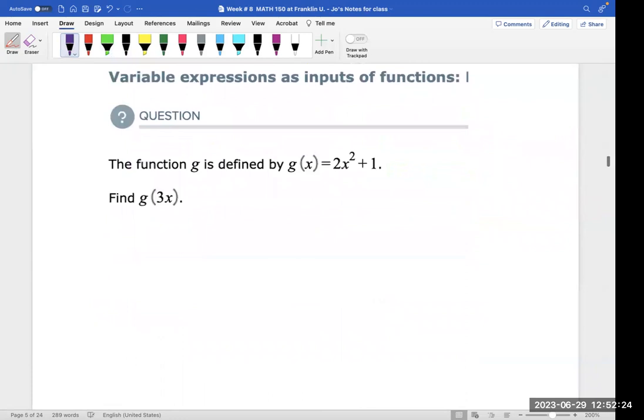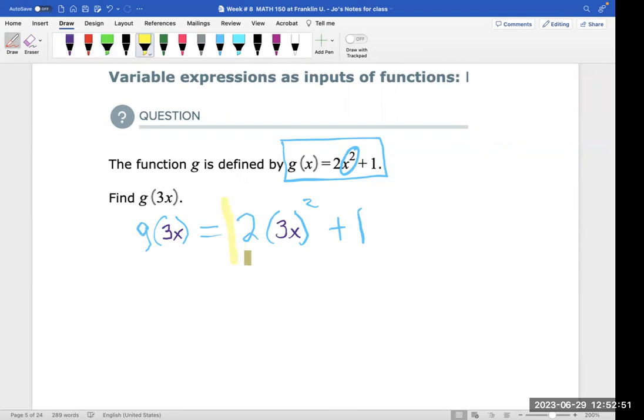Here we have a different function of a different color. This function G is going to take x, but it's going to square the x, multiply it by 2, and add 1. So find G of 3x. Well, G of whatever is 2 times that whatever squared plus 1. What am I putting in? I'm putting into the machine 3x.